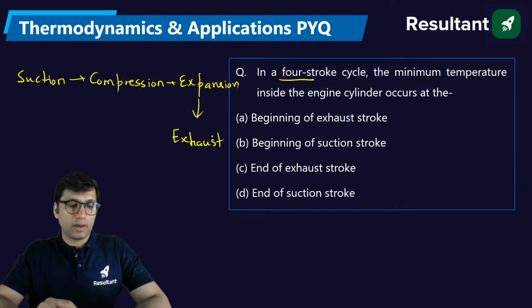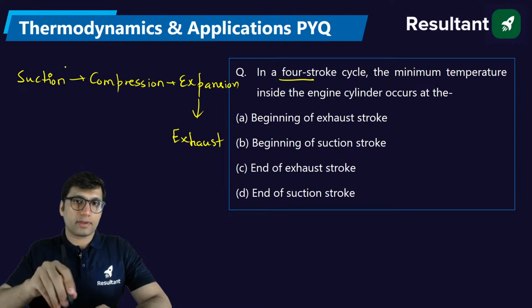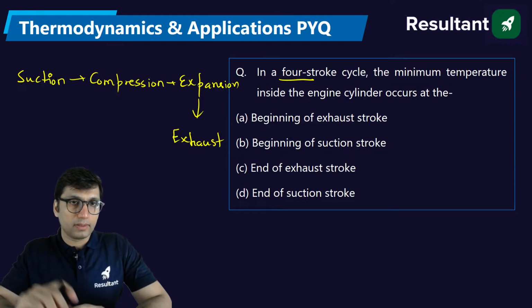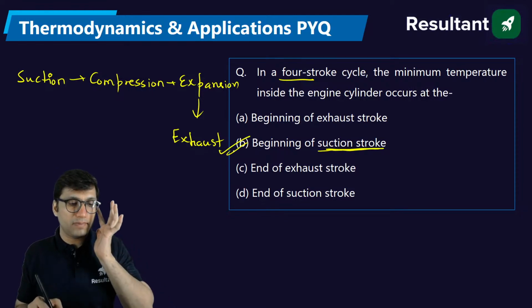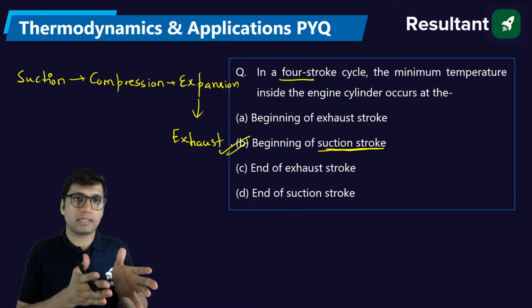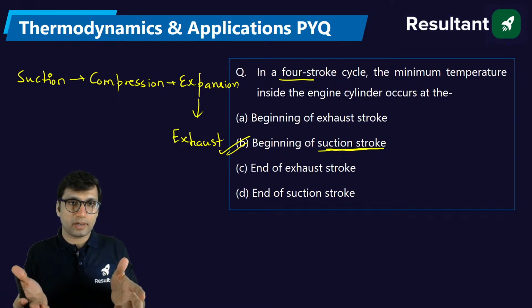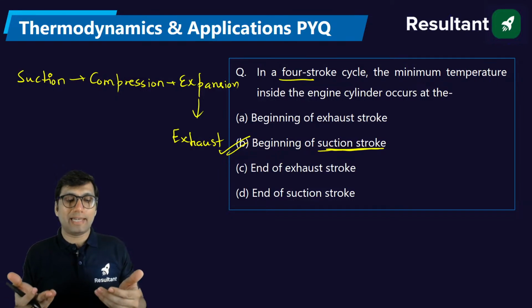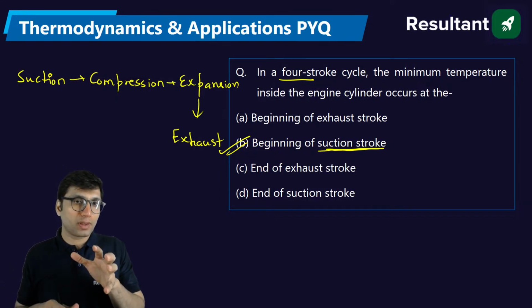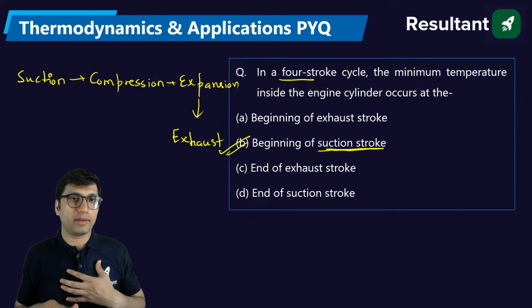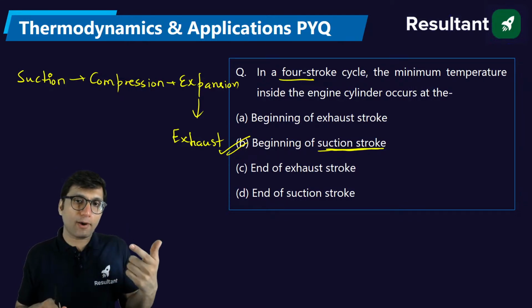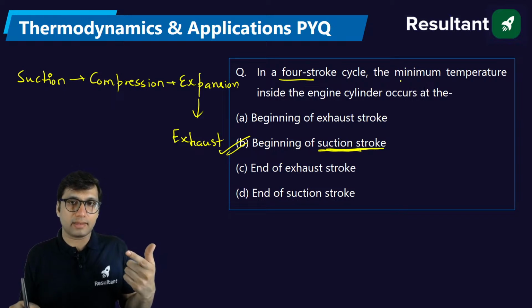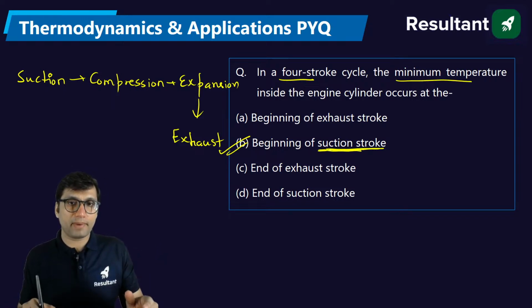Now, tell me, where will the minimum temperature be? Think about it. The minimum temperature will be at the beginning of suction, because when you want to do suction, let's say you want to suck air, then you need to create low pressure inside your body, so that only then outside air will come inside your body, right? So low pressure means low temperature. That means at the beginning of the suction stroke, the temperature will be the minimum temperature.